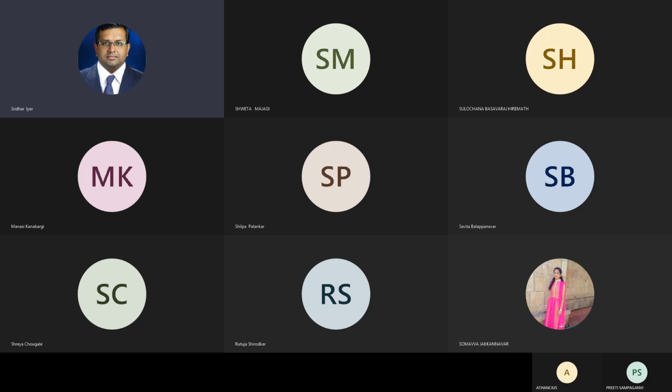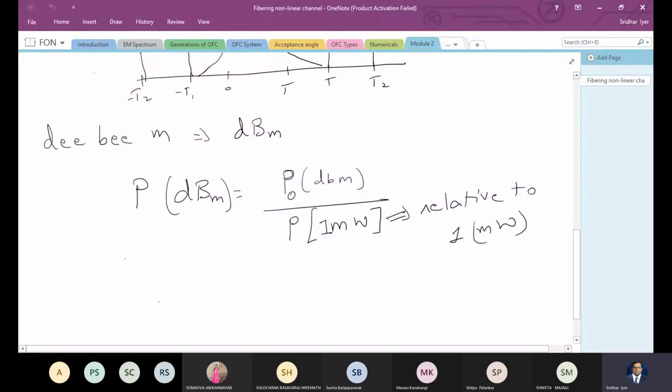Is the screen visible? No, sir. No, sir. Okay, one second. I think I lost the screen. Okay, it will just come up. No? Just hold on. Yeah, I think the screen is back up, right? Yes, sir. Yes, sir. Okay.